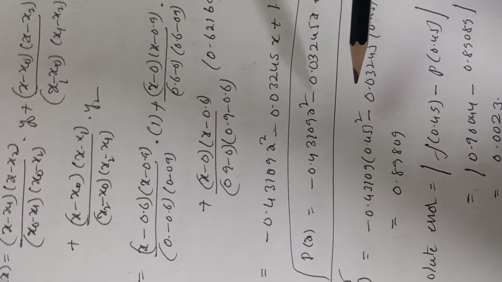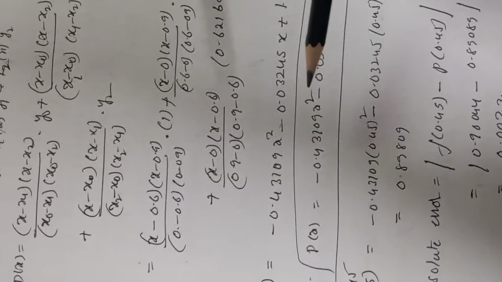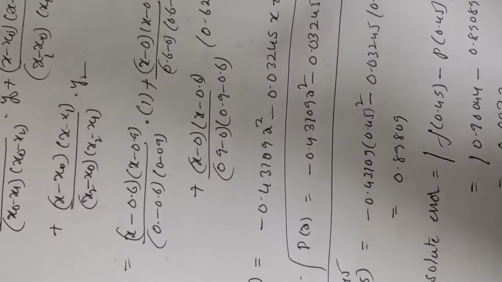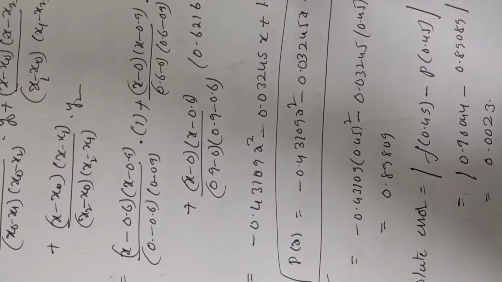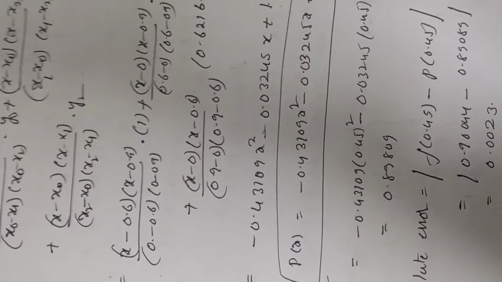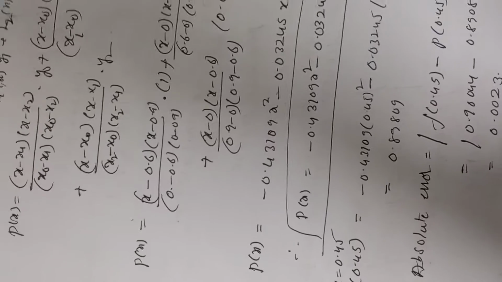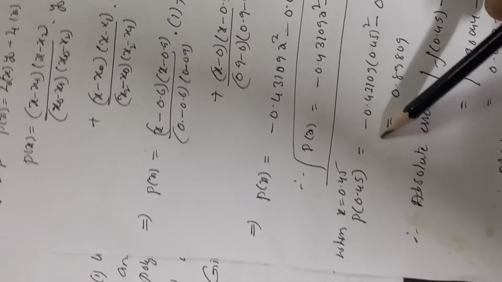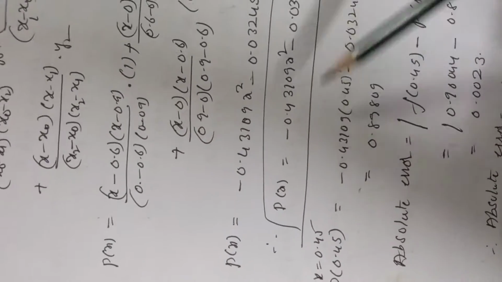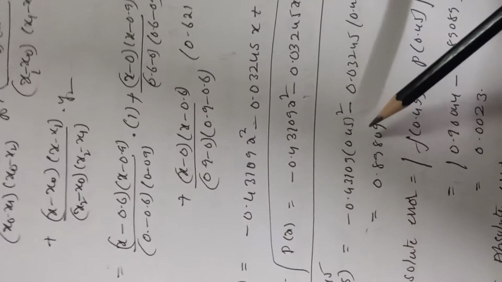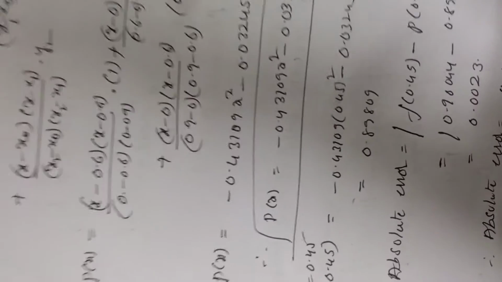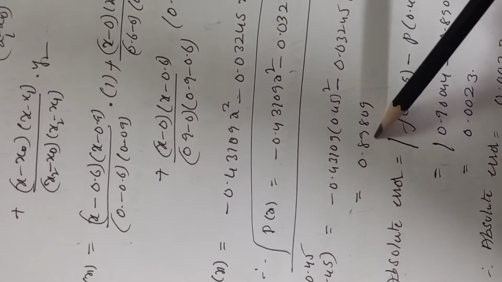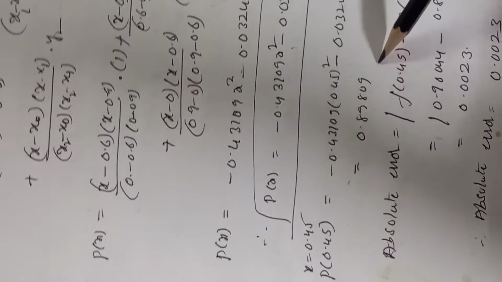Again, after getting the required polynomial, what we have to find out? Absolute error. Absolute error is the absolute difference of exact value minus calculated value. Now here, P(0.45) you have to find out. In the place of x you have to substitute 0.45, right? Now after simplification I am getting 0.89809.